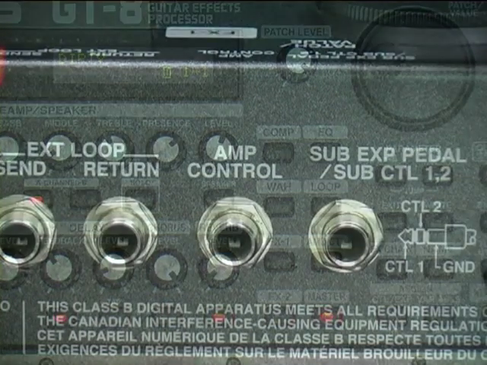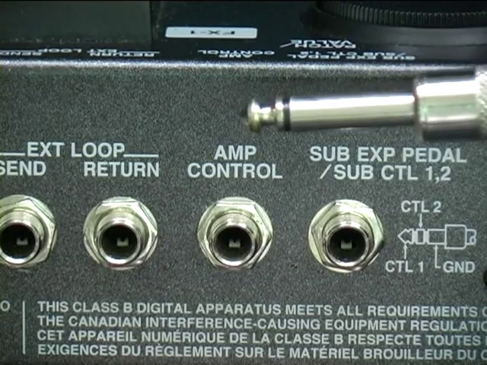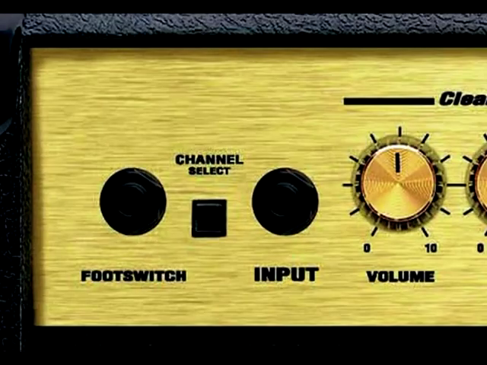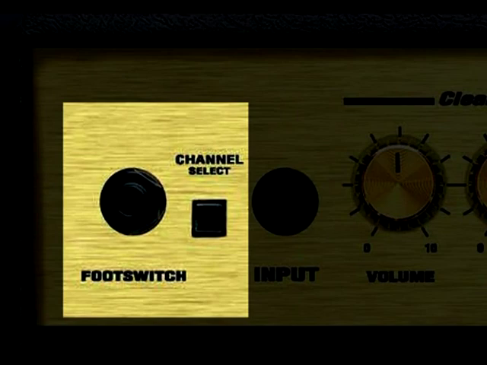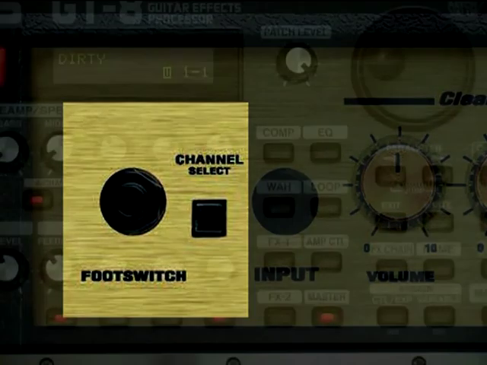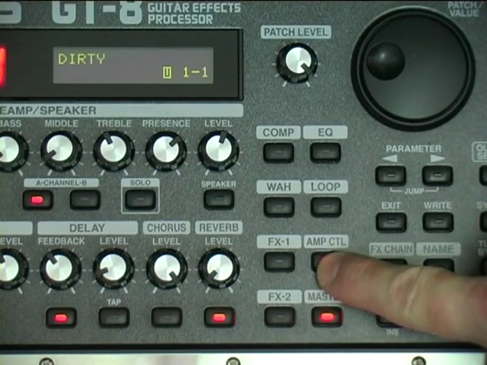To set this up, simply connect a cable from the amp control output jack on the back of the GT8 and then the other end to your amplifier's channel jack. Pressing the amp control button will determine whether your amp will work.